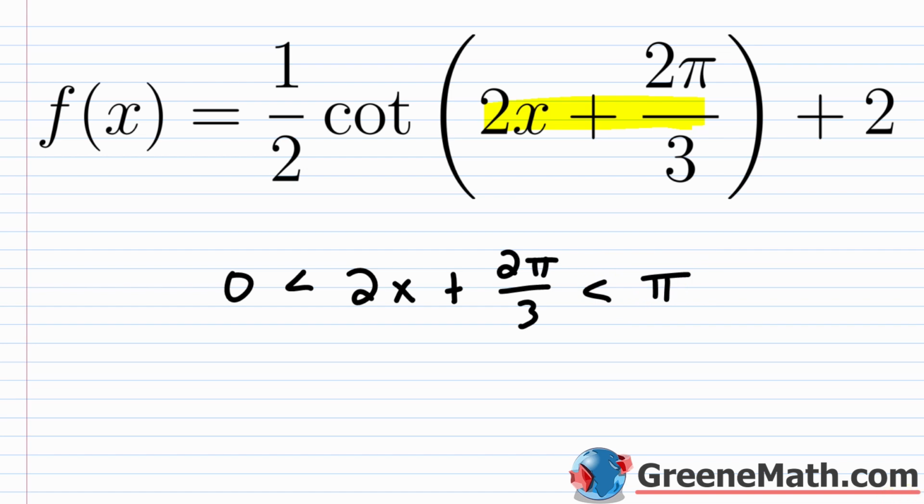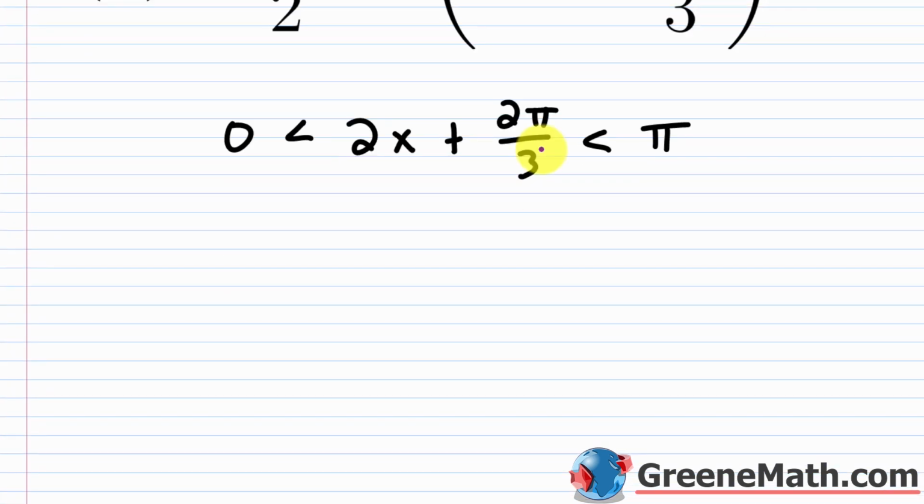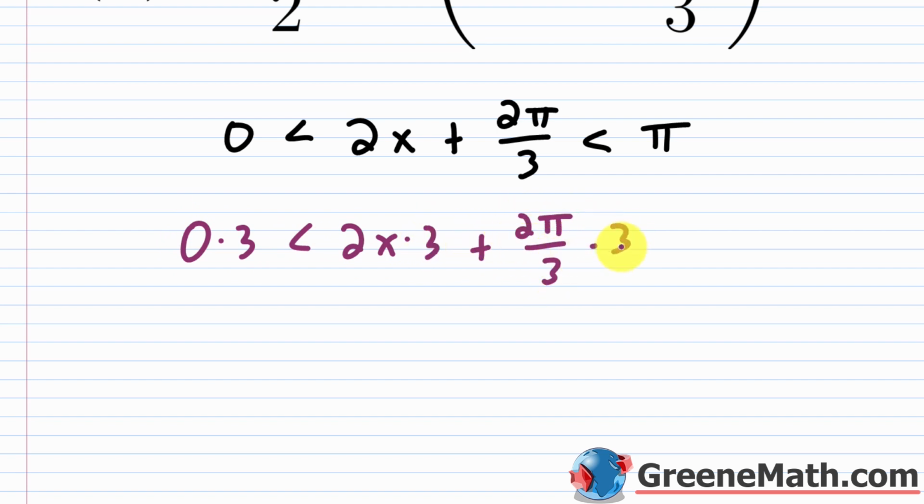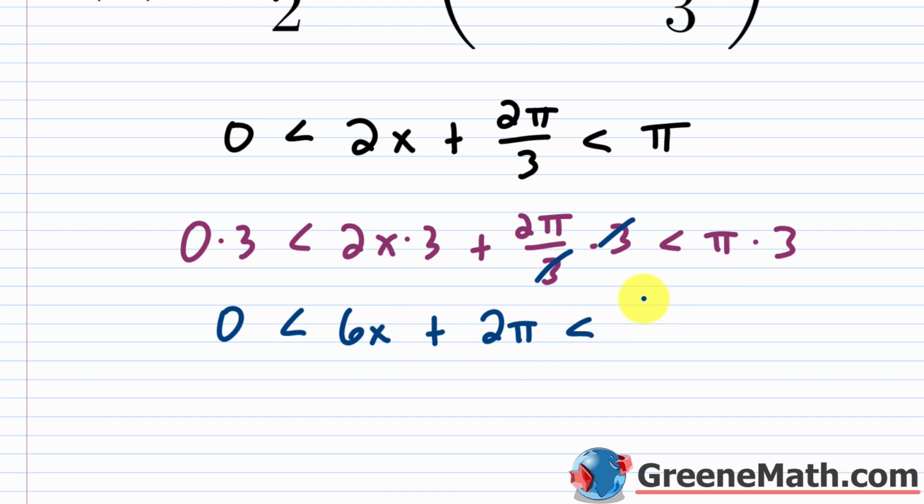And so let me slide down here just a little bit. I would get rid of this denominator of 3. So just multiply everything by 3. So you would have 0 times 3 is less than 2x times 3 plus 2pi/3 times 3. And this is going to be less than pi times 3. So 0 times anything is 0. So this is still 0. This is less than 2x times 3 is 6x. And then plus, these 3's would cancel. So you have 2pi. Which is less than 3 times pi is 3pi. So at this point, I'm going to subtract 2pi away from each part.